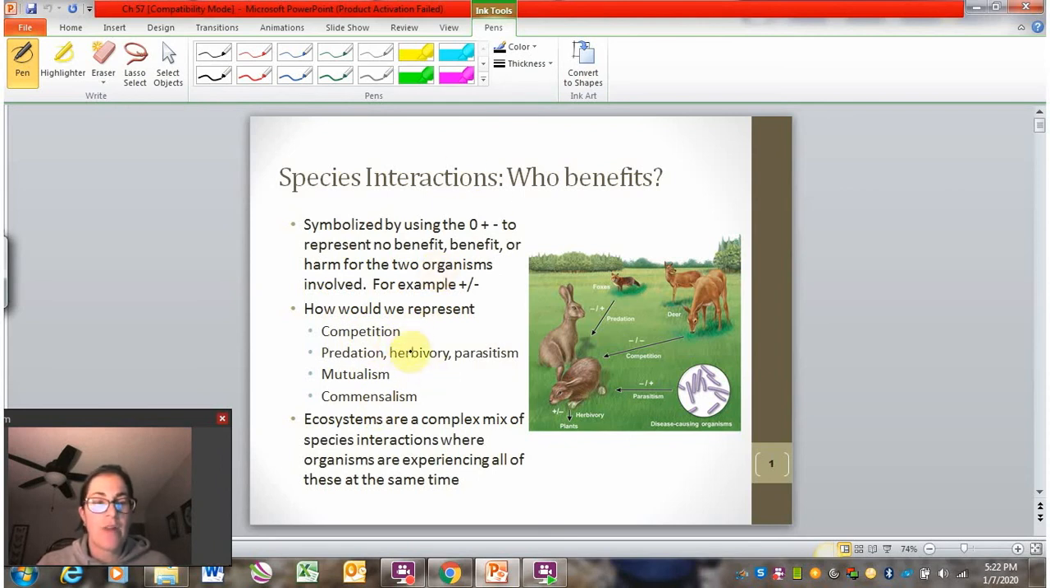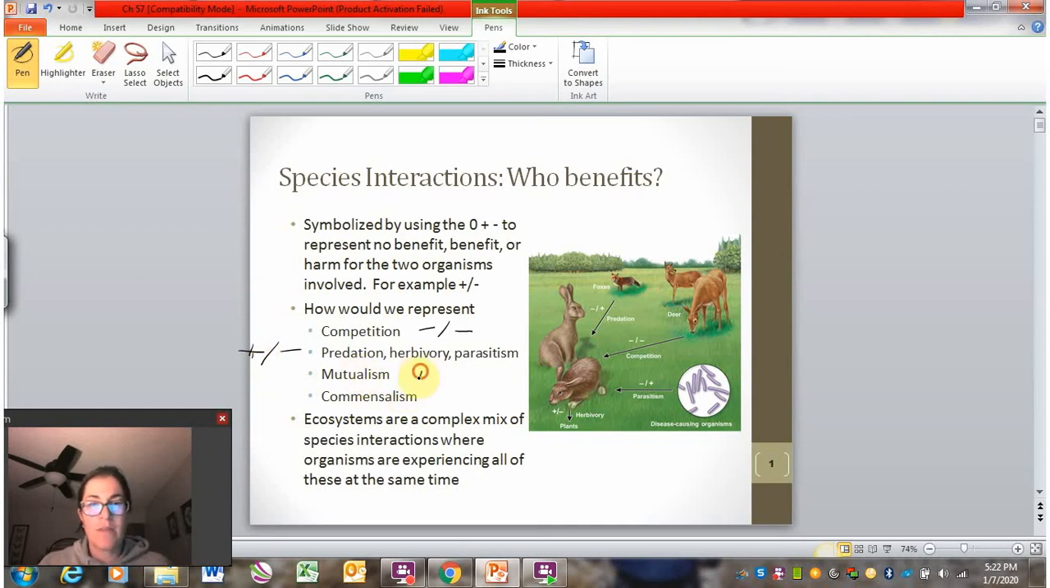But again, a shorthand for understanding them is just to think about two different species in that interaction and how that relationship benefits or harms the species. So when we think about competition between two species, that's really harmful to both. And so that's a negative interaction. Predation, herbivory, and parasitism are all feeding interactions where one species benefits and the other is harmed. So those are all plus-negative interactions.